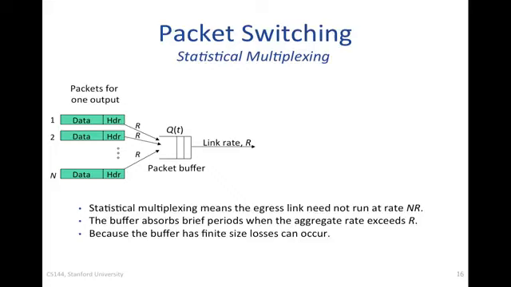We never know what it's going to be precisely because it's going to depend on the particular arrival process of packets. And temporarily, if there is temporary oversubscription to the output link, the buffer can absorb those brief periods, and so a bigger buffer is going to absorb bigger and longer periods when the aggregate rate happens to exceed r. But because the buffer has a finite size, there's always losses that can occur, and that's just a fact of life in packet switching, nothing that we can do about that.